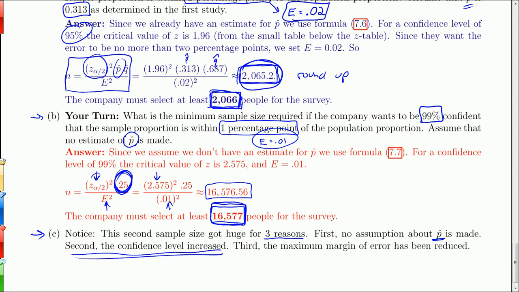My confidence level increased. So that caused my critical value of z to get bigger. And then my margin of error got smaller, which meant this thing got smaller, which means the whole n. That's what really made it get huge, by the way. So my sample size got huge for 3 reasons. The most important reason is that my margin of error went down to 0.01. Because when you take 0.01 and square it, that gets really small, making the fraction very large.